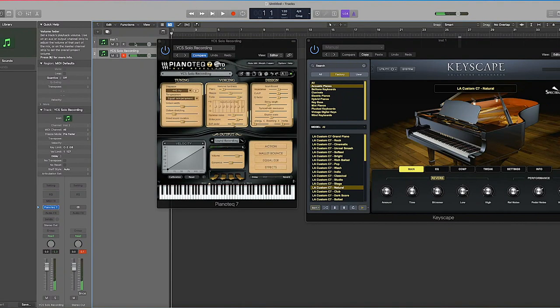But in some senses, that range of tonal dynamic is probably a little exaggerated versus what you'd actually get in front of the piano in real life.